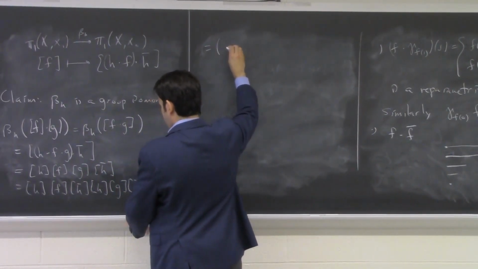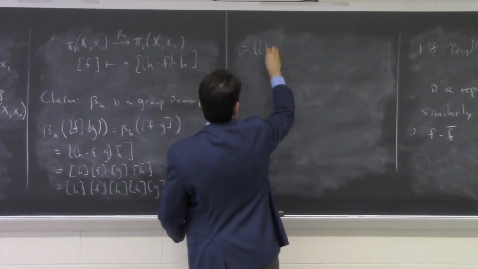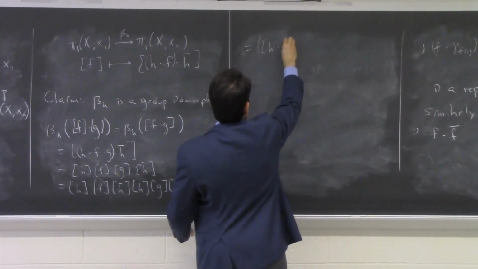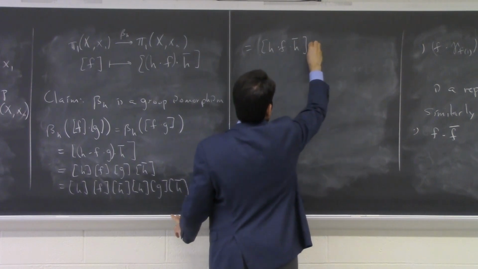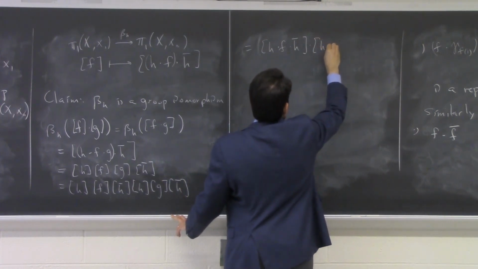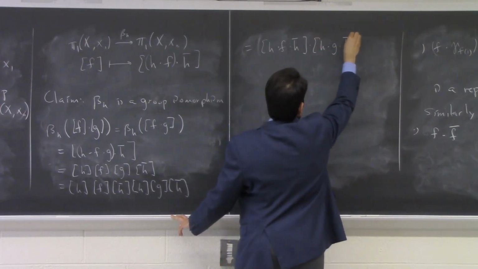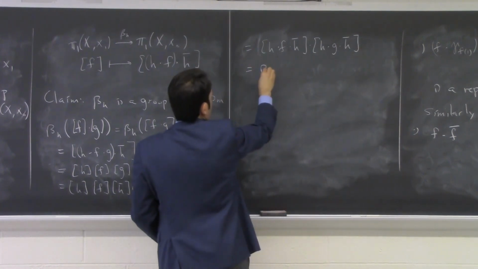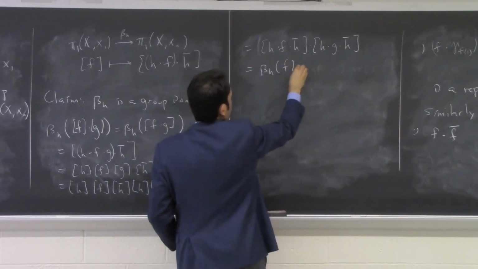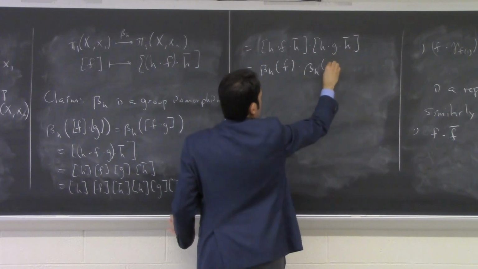And now we just put those together. We have h dot f dot h bar, and that is beta h of f and beta h of g.